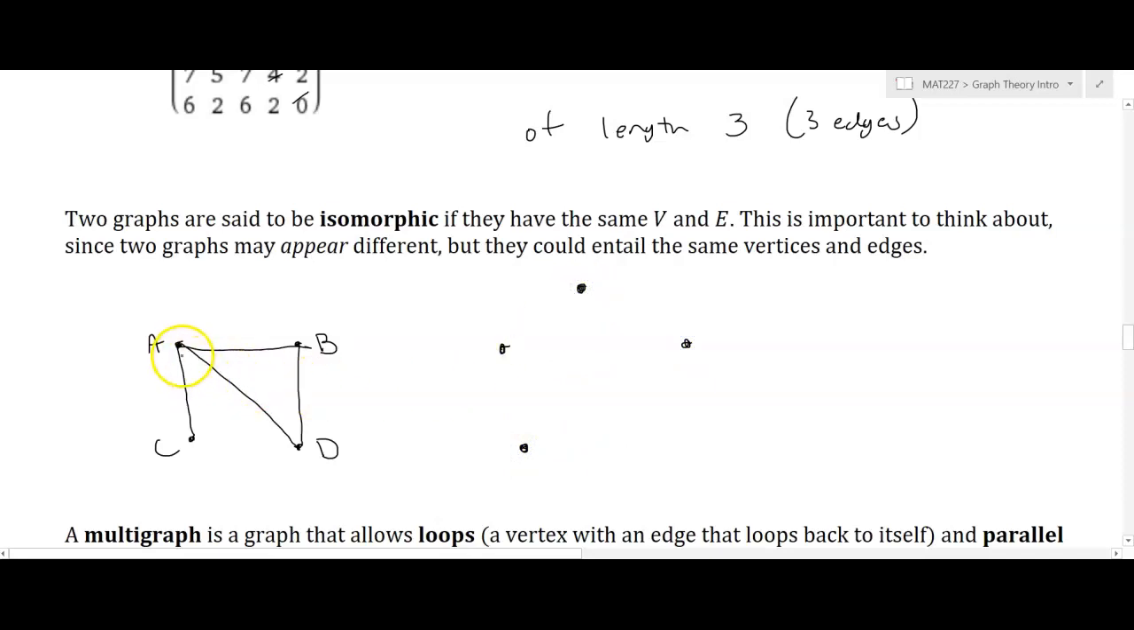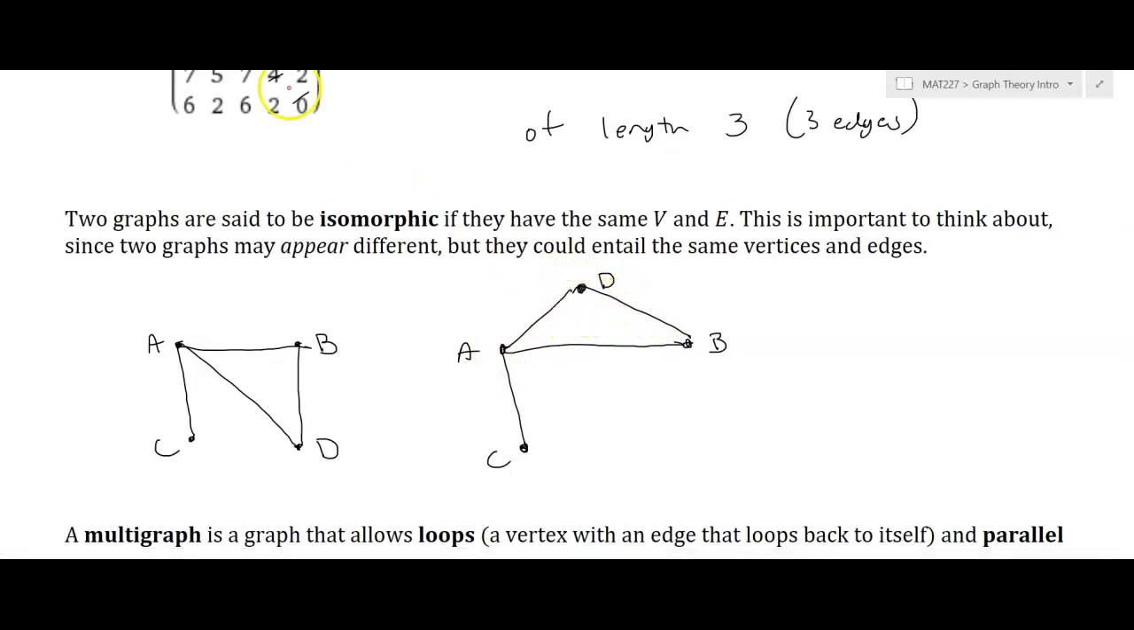Well, as long as A and B both connect to D, there's A, B, C, and I've moved D up here. As long as A connects to both D and D connects to B, then I still have this connection from A to C here, and I still have a connection from A to B as well. This graph can be thought of as isomorphic.